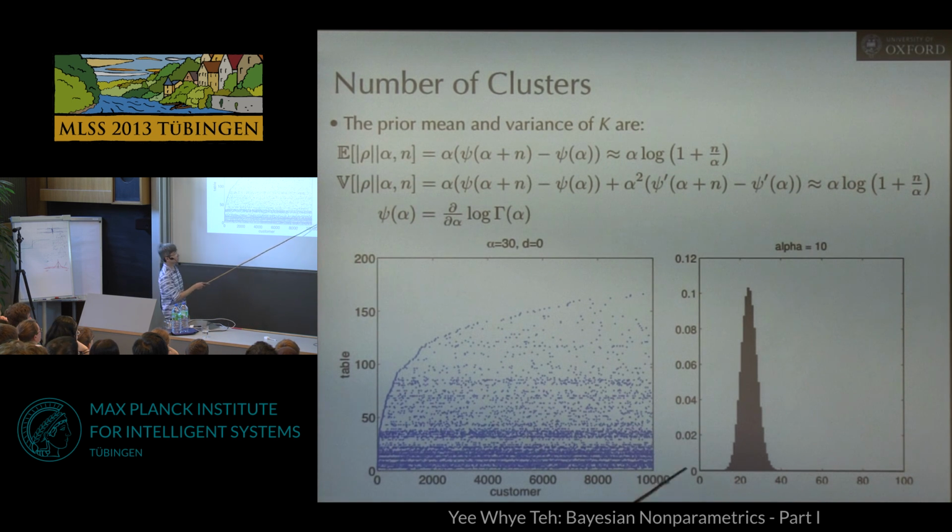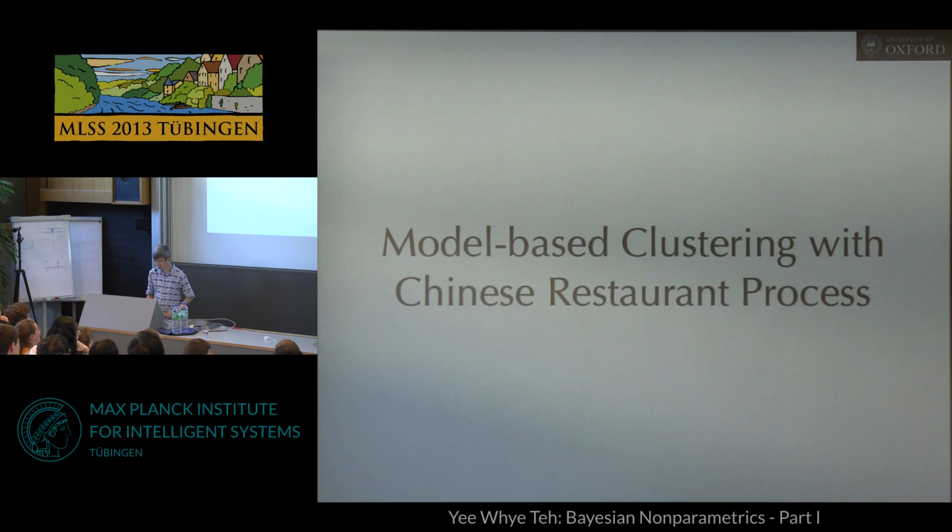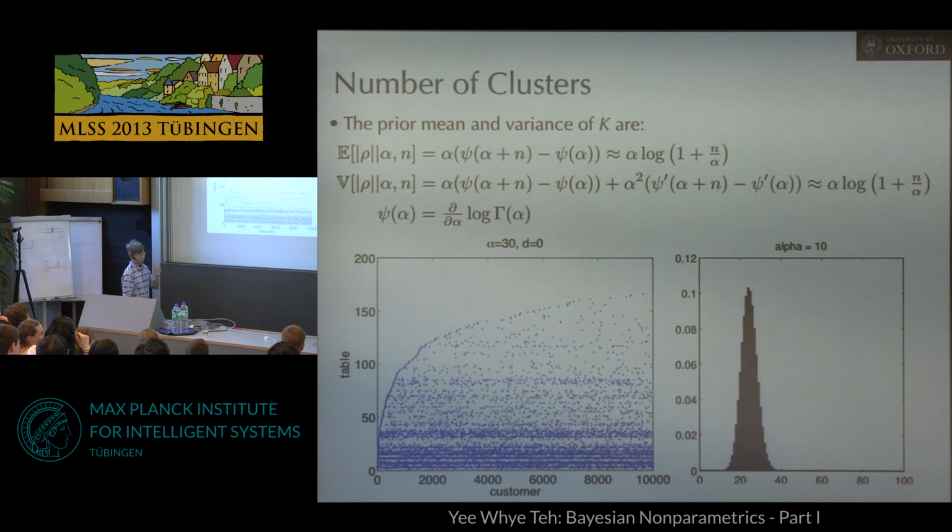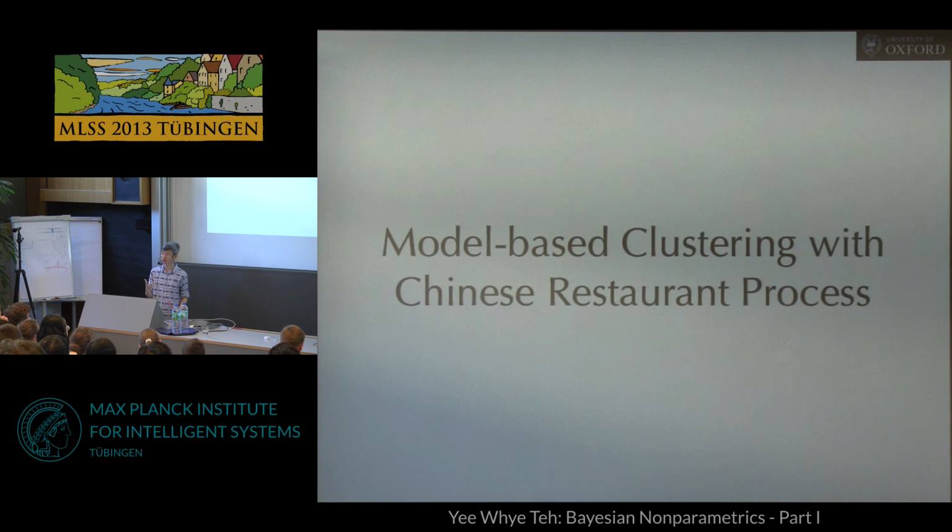So we can relax this prior by introducing a prior on alpha and then mixing over that. That's going to produce a wider distribution over the number of clusters. Yes, so that's the Chinese restaurant process. So how do we actually construct a model for clustering using a Chinese restaurant process?